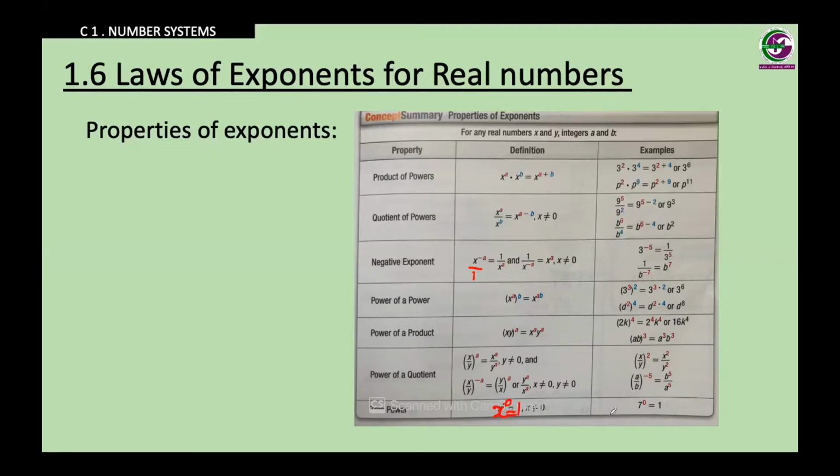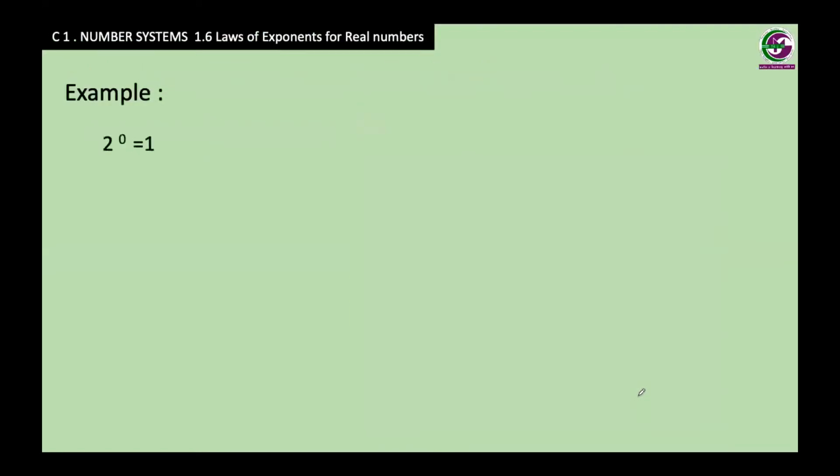For any number, 7 power 0, or any number with power 0, is 1. Let's look at more examples of this one. So we can say 2 power 0 is 1, or 99 power 0 is 1. And if you have a negative power, 3 power negative 2 is 1 by 3 power 2, because this negative lets us understand that we have to take the reciprocal.